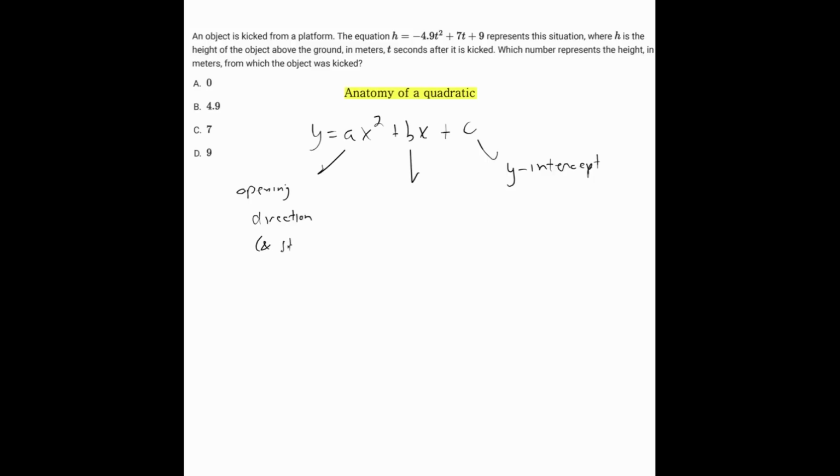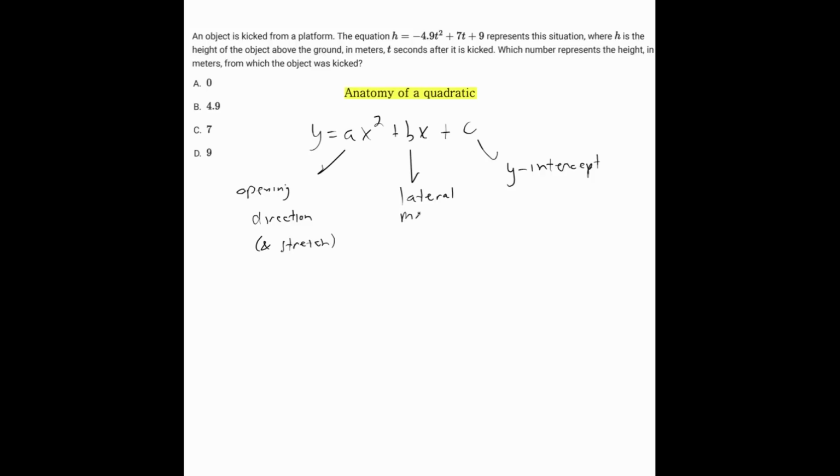To be really sharp on this question, you have to be pretty good with the anatomy of a quadratic. What we mean by that is a quadratic is in the format of ax squared plus bx plus c, and you need to know what each of these things represents. C is your y-intercept. A is your opening direction and your vertical stretch. And B is responsible for your lateral movement.